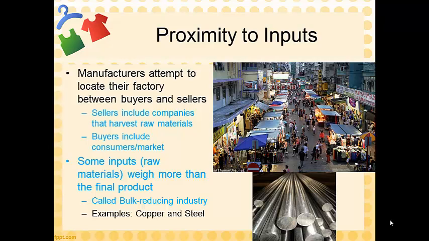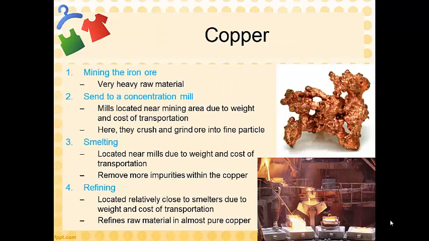So some inputs, raw materials again, actually weigh more than the final product. This is what's called bulk reducing industry, and two examples are copper and steel. So let's take a guess where these factories are going to be located. Chances are probably closer to where the raw materials are. Let's talk about a specific item. Let's talk about copper. Copper is an example of a bulk reducing industry.